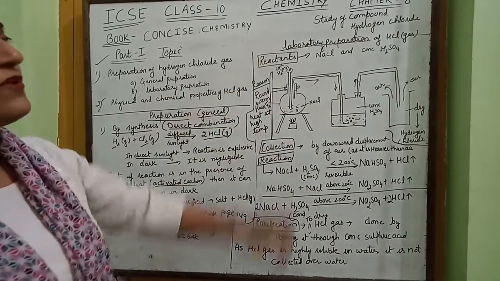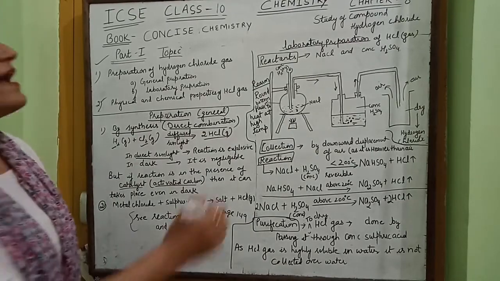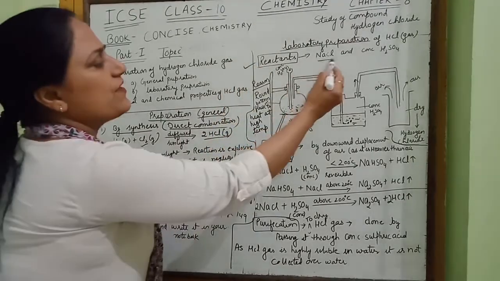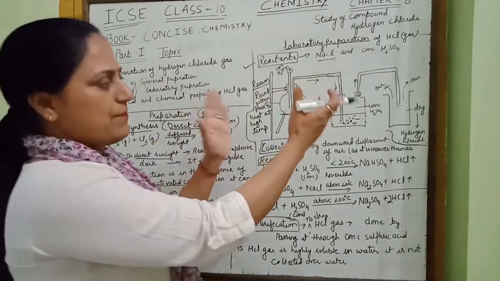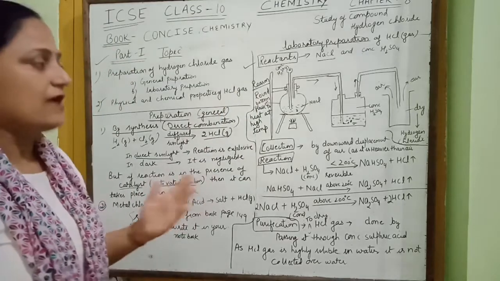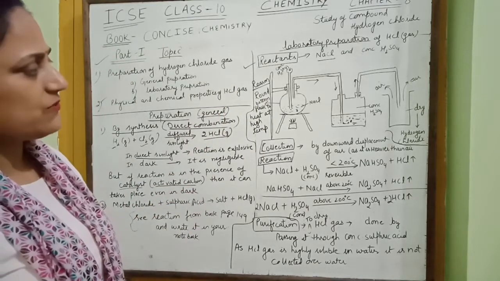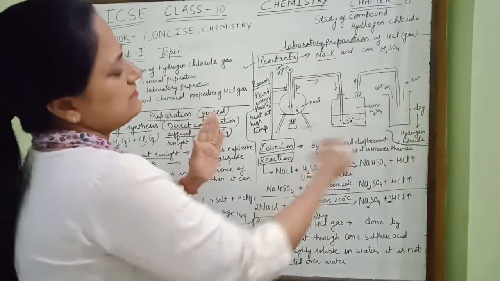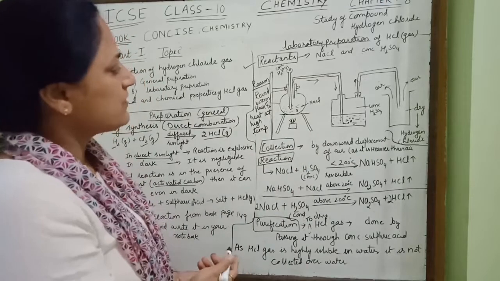Now come to the laboratory preparation of hydrogen chloride gas. For the laboratory preparation, the reactants will be sodium chloride and concentrated sulfuric acid. Now look at the apparatus setup. This is very important because in the exam sometimes they do ask, draw the diagram for the laboratory preparation of hydrogen chloride gas. So in this setup, here I have drawn a round bottom flask.